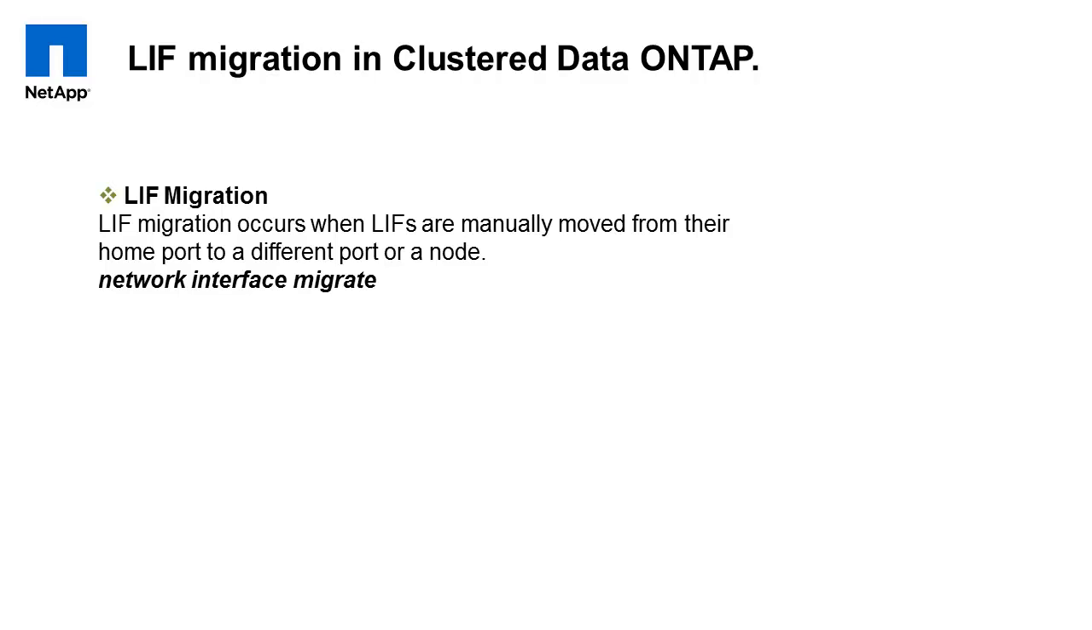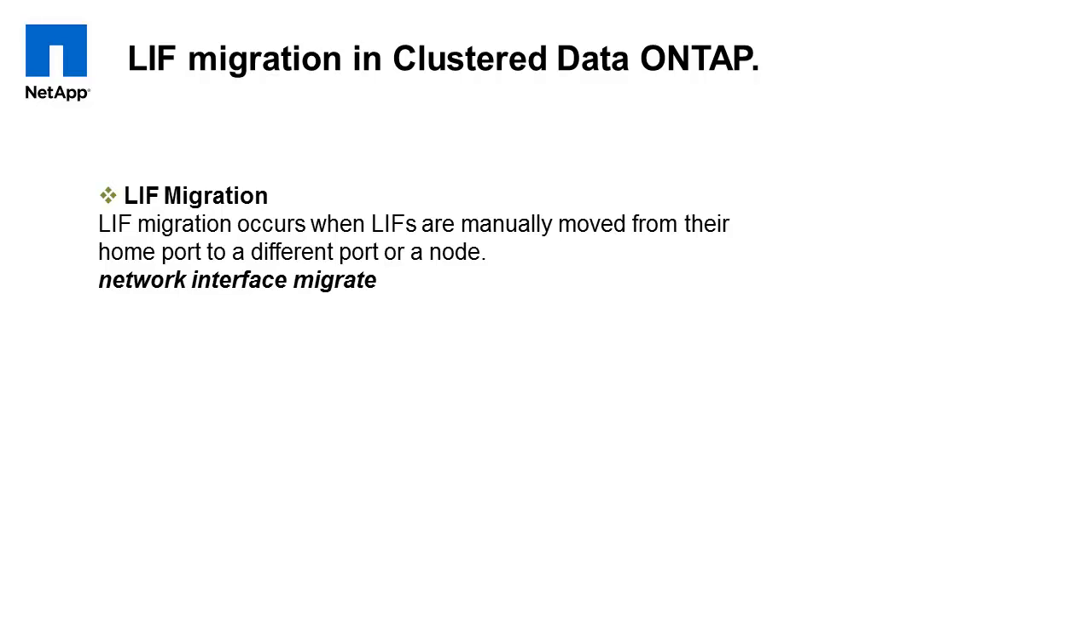This video is based on NetApp KB ID 10136898. We'll discuss logical interfaces migration. LIF migration is when a LIF is manually moved from home port to a different port. It's useful for scheduled maintenance activities, testing, and load balancing in case one of the nodes is too busy.